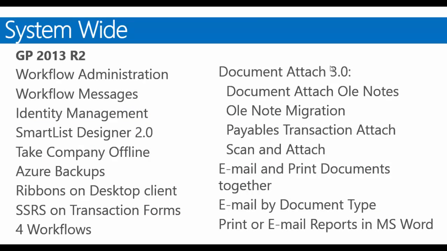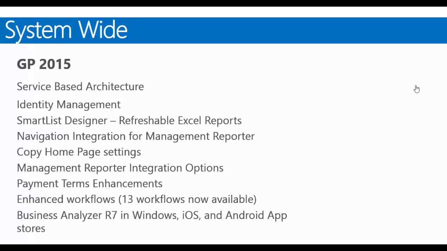Before we jump to the GP 2015 new features, I wanted to take a minute to take a look back at what was added for system-wide in GP 2013 R2, which is available at the end of May 2014. Some of the larger system-wide features that were added was a new workflow system that was built right into Dynamics GP, an updated user interface option, and identity management for web client. Keep in mind, this list is just system-wide for R2. There are over 120 features available since the release of GP 2013, and now we'll cover more with GP 2015.